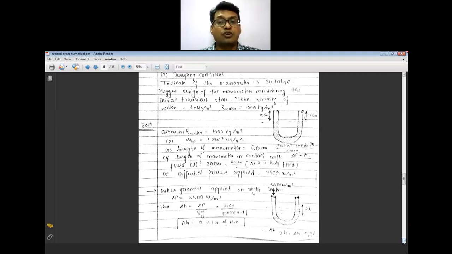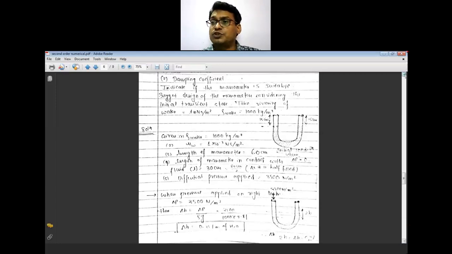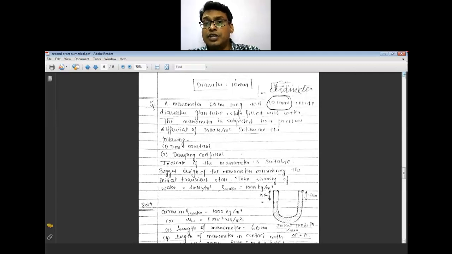Viscosity and density are related to the manometric fluid. The used amount of manometer liquid and the length of the manometric fluid are also going to vary. So all these variables are there. The given data for this numerical is: the manometer is 60 centimeter long and 10 millimeter inside diameter. The length of the manometer is given, and the diameter of the manometer tube is given. It is filled with water. The manometer is subjected to a pressure of 3500 Newton per meter square.